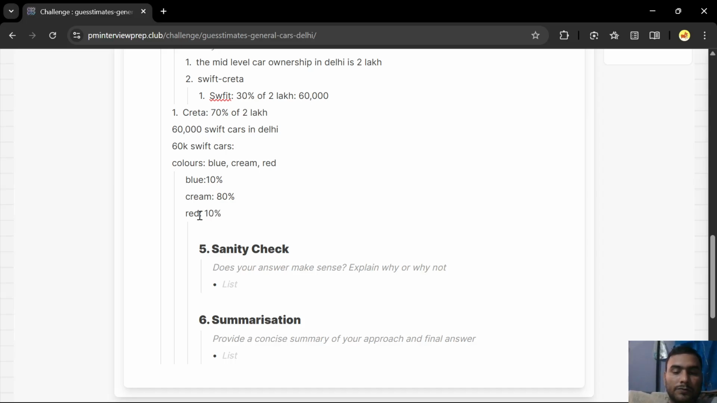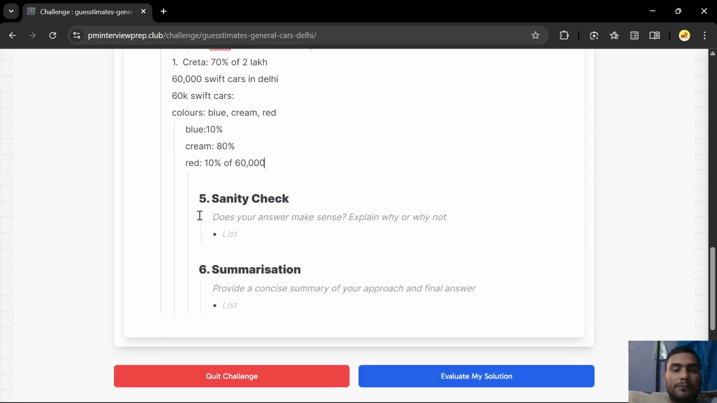10% of 60,000. So that is, I think, the total number of red Swift color cars. So that comes around 10% of 60,000, that would be around 6,000. Yes, 6,000.